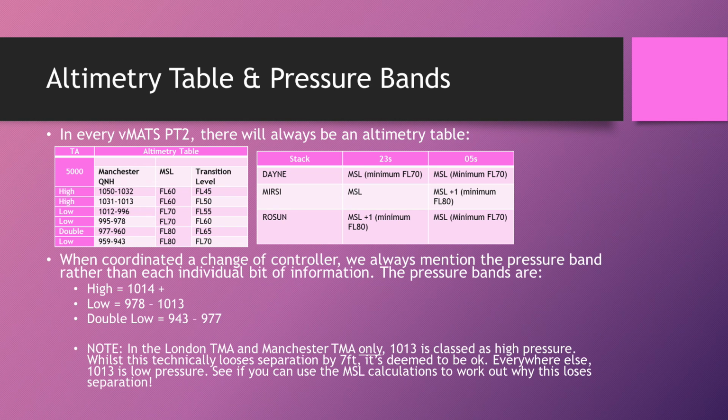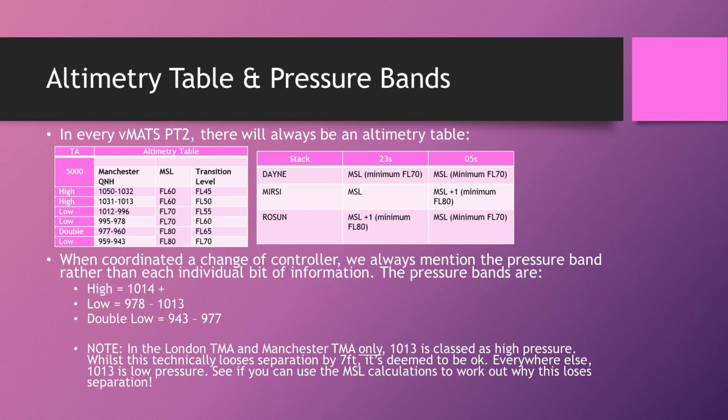So moving on to the final bit, we've got altimetry tables and pressure bands. In every VMATS Part 2, there will always be an altimetry table. I've put Manchester's on there for you. It may be split into two tables like that, but it's more likely to be in one table. The table on the right here shows you the lowest holding level, and the table on the left shows you the minimum stack level and transition level. The key thing to point out here is that there are things called pressure bands on that table. On the left-hand side of the left table, you'll see it says high, high, low, low, double low.